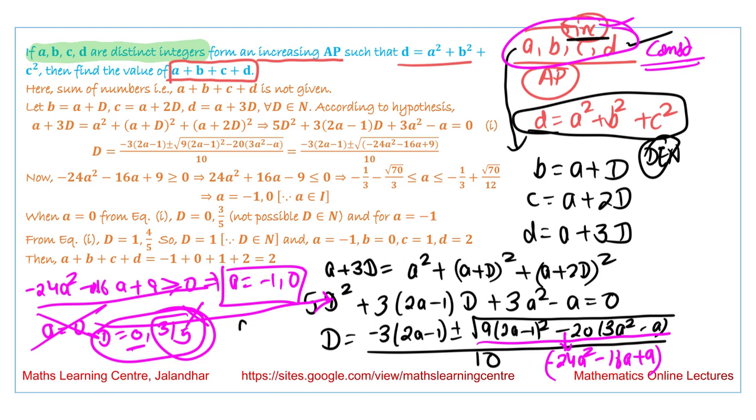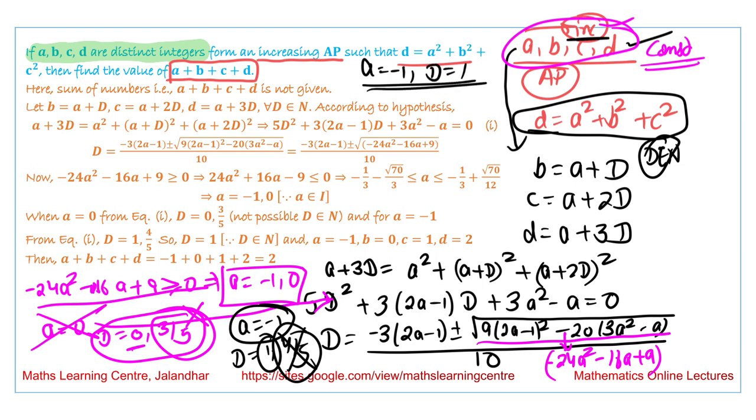Now if we substitute A is equal to minus 1, we will have D is equal to 1 or 4 by 5. This 4 by 5 is not possible. So we have A is equal to minus 1 and D is equal to 1. So what we obtain from this is the value of B is 0, the value of C is 1, and the value of D is 2.